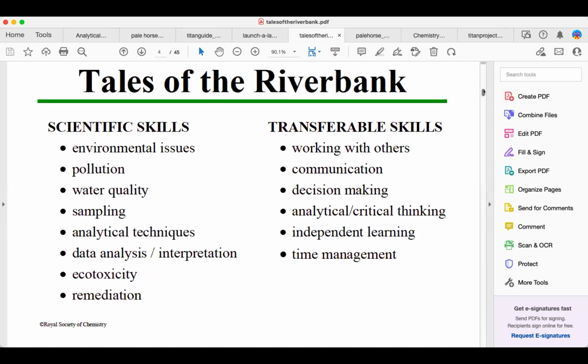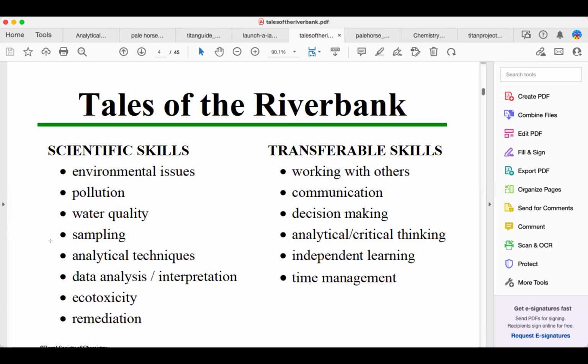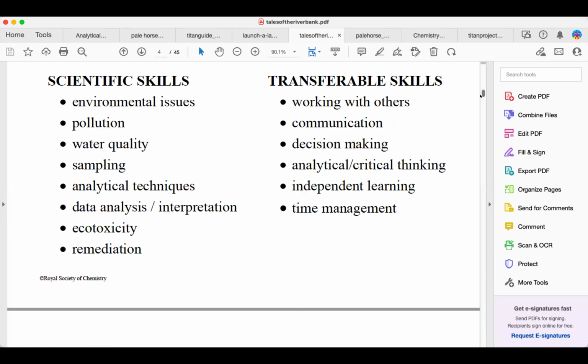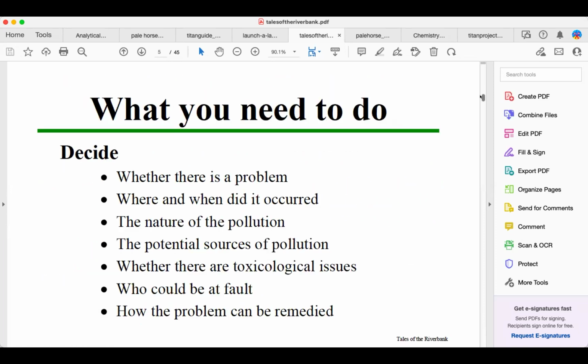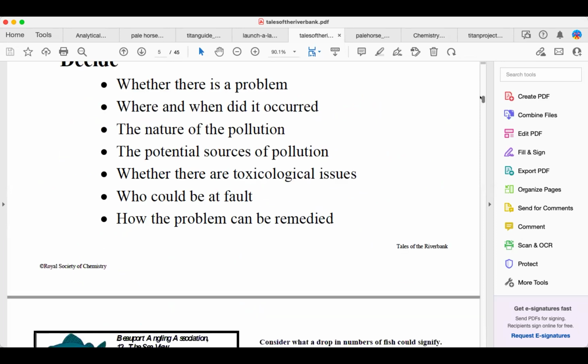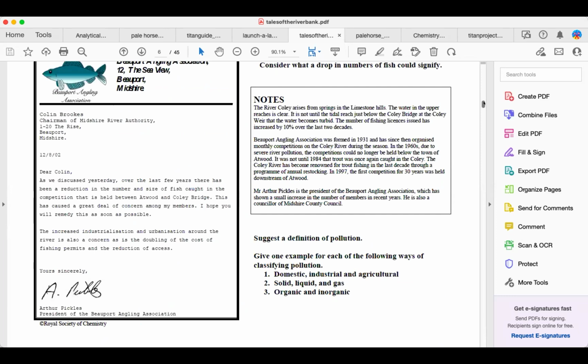These are your scientific skills: sampling, analytical techniques, data analysis, which you have all done. And then the soft skills: whether there is a problem, confirming it is actually a problem, where and when it occurred, the nature of the pollution, the potential sources, toxicological issues, who could be at fault. So you have a set of reports.